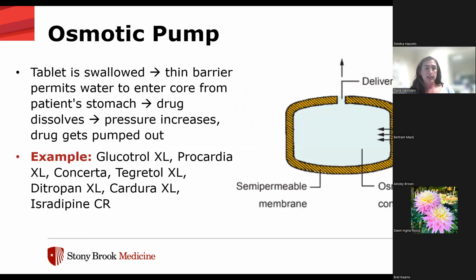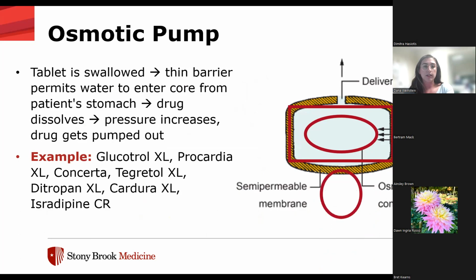But the way this works is that the tablet is swallowed. A thin barrier permits water to enter the core from the patient's stomach. The drug dissolves, the pressure increases, and then at the very top where there's the delivery orifice, the drug gets pumped out. And so, for example, I have Flomax XL, Procardia, Tegretol, Cardura, Isradipine CR, so lots of examples of osmotic pumps.